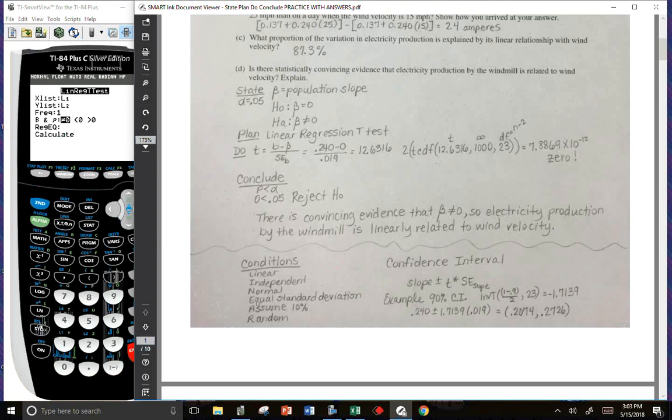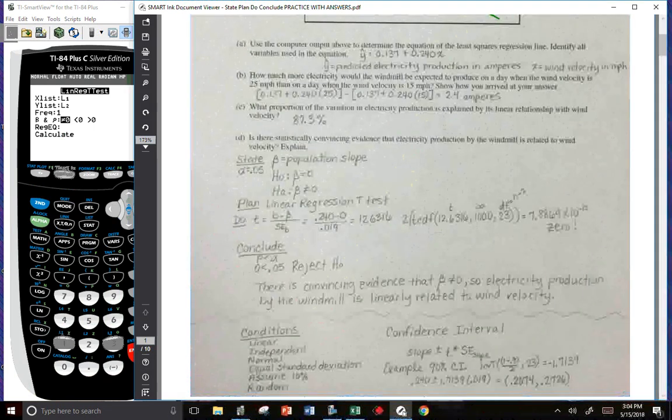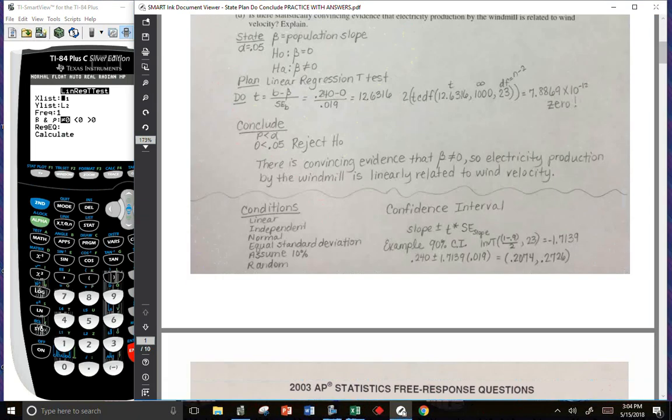Now, I listed the conditions here for running a linear regression t-test. We didn't have to do that because somewhere up there it said that you assumed them to be true or that they were already verified. Had it not said that, I would need to hit a bunch of conditions, okay?